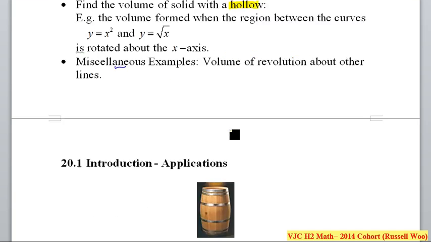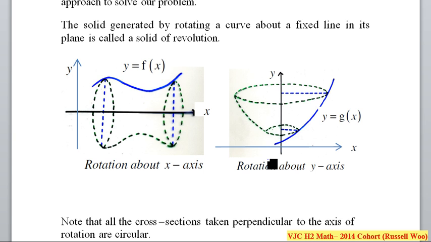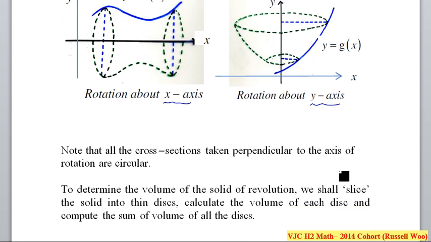Alright, let's jump straight into this. There are two kinds. One is rotation about the x-axis, and one is rotation about the y-axis. In order to determine the volume of the solids of revolution, we will slice the solid up into thin discs. Now the approach is similar to the approach that we used in finding area.